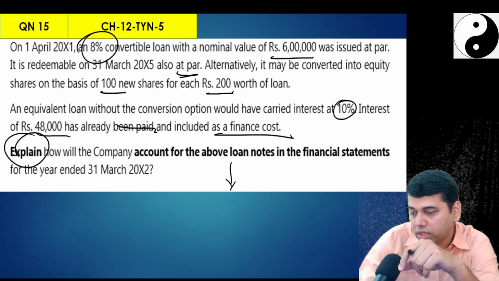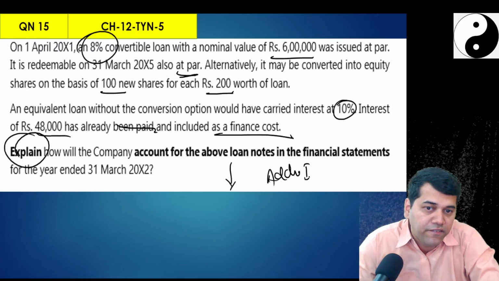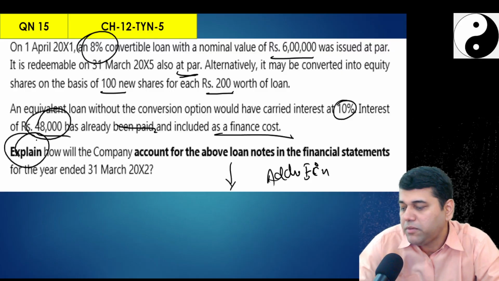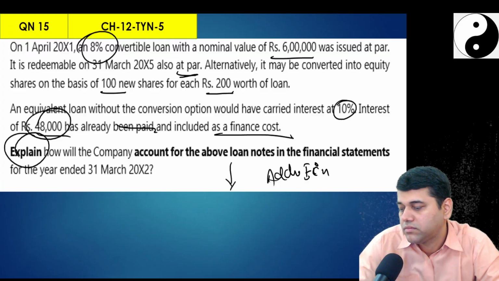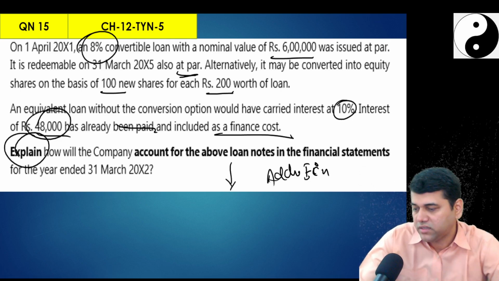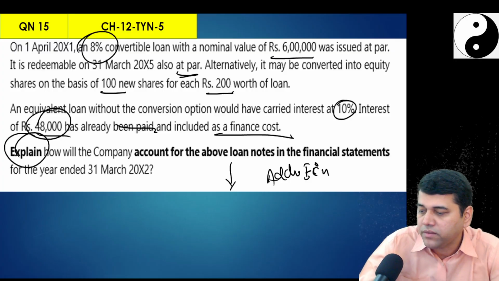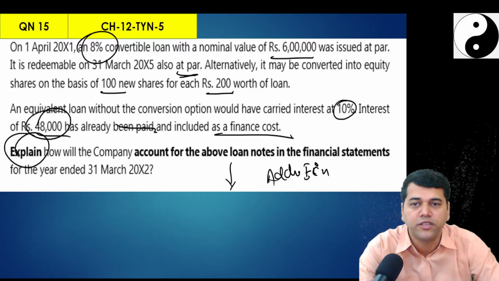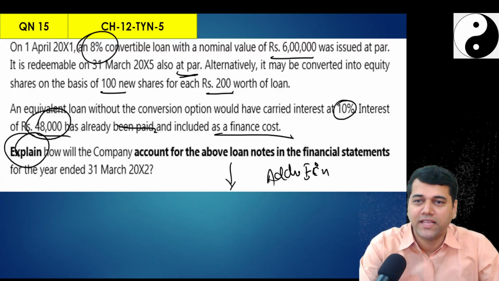Now can you do one thing? Just tell me one number: how much additional finance cost I have to debit, because you have debited 48,000, no? Just do the calculations and tell me how much finance cost should be debited. Yes, students, pause the video and do this working. Yes, students, so we'll check the answers.